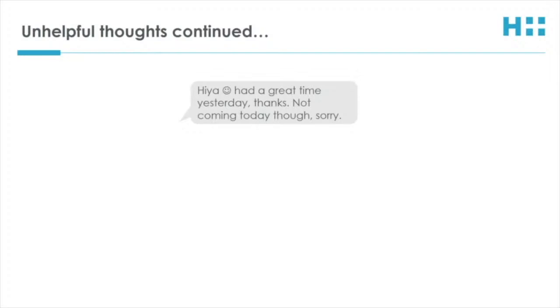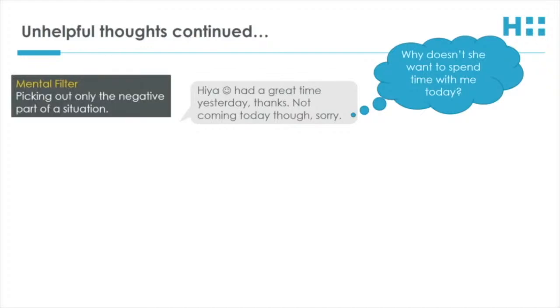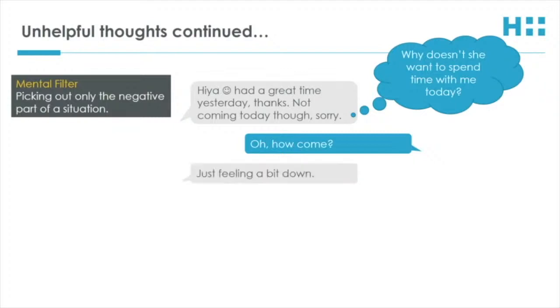But if you're anxious or you're stressed, your mind goes to different places, usually a negative one. So you might think, why doesn't she want to spend time with me today? This is called a mental filter, picking out only the negative part of the situation. So you ask her, okay, how come? And she replies with, I'm just feeling a bit down.